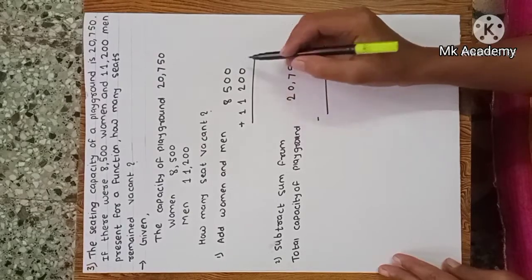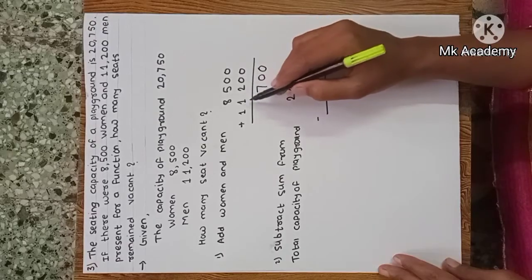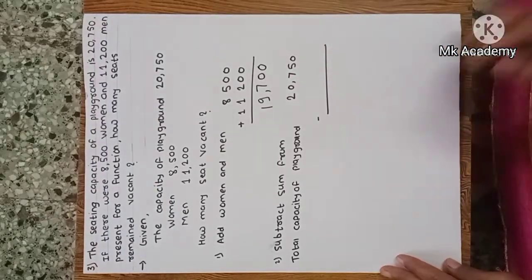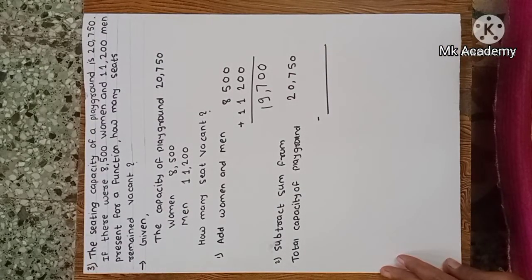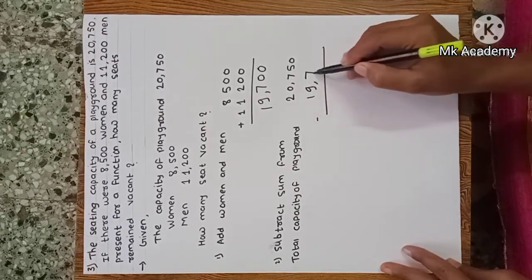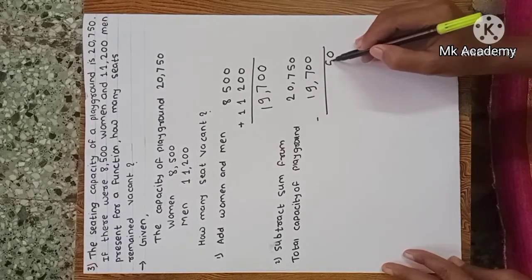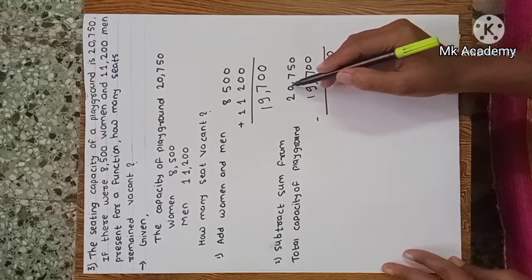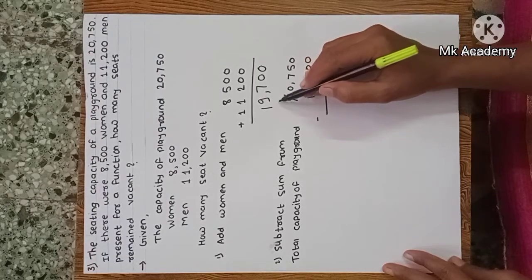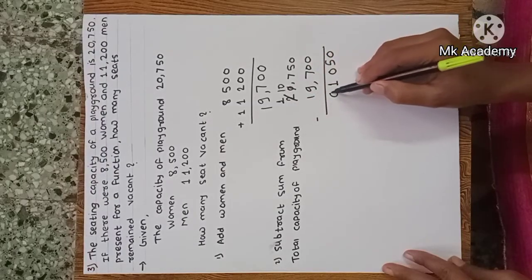8,500 plus 11,200. 0 plus 0, 0. 0 plus 0, 0. 5 plus 2, 7. 8 plus 1, 9. Now subtract this sum from the total capacity of the playground. What is the total capacity of the playground? 20,750. Now we can subtract this 9,700 from this. 0 minus 0, 0. 5 minus 0, 5. 7 minus 7, 0. Now 0 minus 9, this is not possible. We can borrow from this 2 here. Now 10 minus 9, 1. And 1 minus 1, 0.